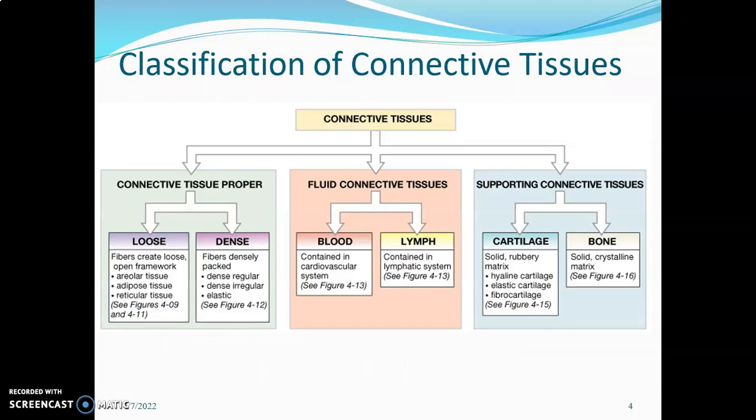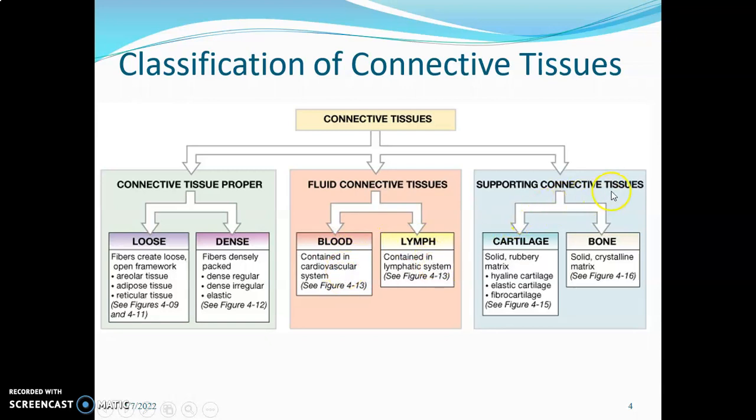So connective tissue can be classified in many ways depending on which book you read. We have connective tissue proper, divided into loose or dense. Loose is where you have a loose open framework of fiber, and in dense you have a dense framework of fiber which is densely packed. We have three types of loose connective tissue: areolar, adipose, and reticular. And three types of dense tissue: dense regular, dense irregular, and elastic fiber. Then you can again have the fluid connective tissue where there is blood and lymph. Blood is what is within the cardiovascular system, and lymph is within the lymphatic system.